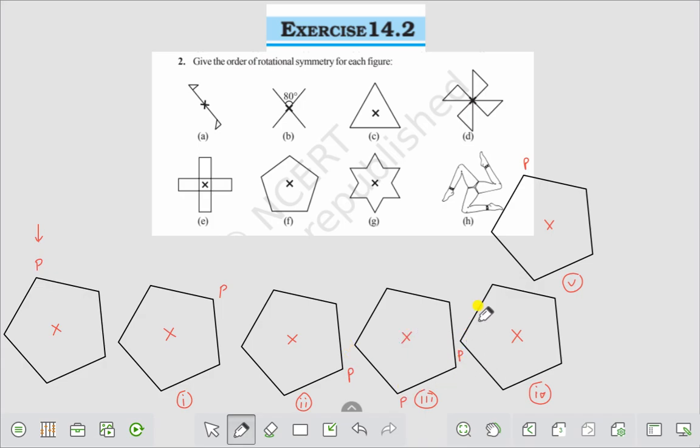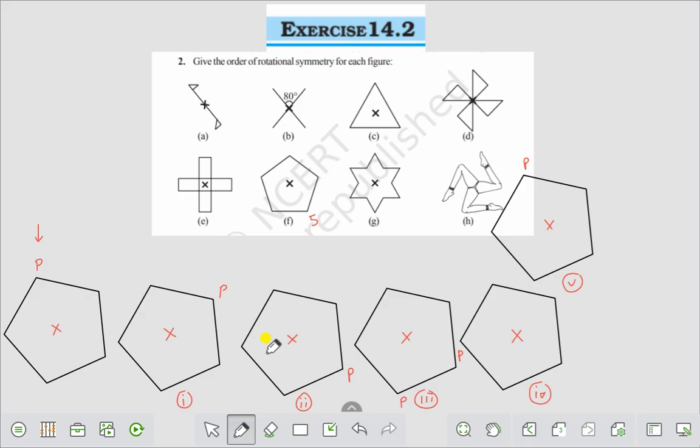In third turn, this P will come here. In fourth turn, this P will come here. And fifth turn, this P will come here. And you see in these 5 positions, all the figures look like the same as the original figure, right? So we can say the order of symmetry for this figure is 1, 2, 3, 4, 5. The order of symmetry for this figure is 5.